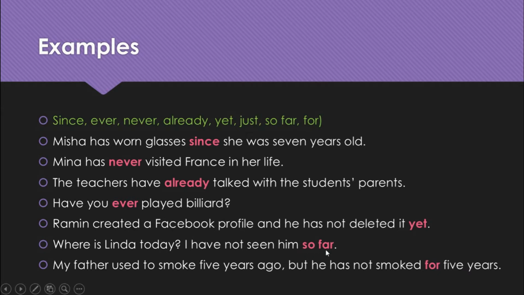So far means from the past to now. It's used with positive and negative sentences, both of them, right? My last sentence using for: my father used to smoke 5 years ago, right? This is a past simple sentence, right? Used to. But he has not smoked for 5 years. So now it's 2018. From 2013 to today, he has not smoked. So it's a duration.